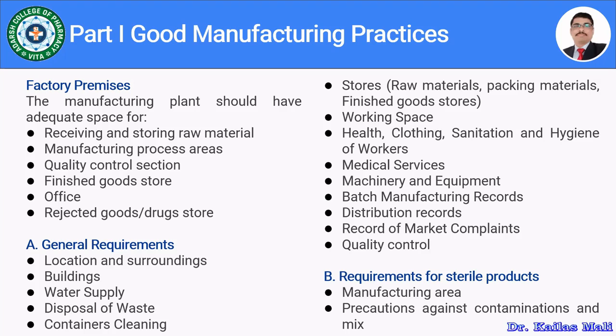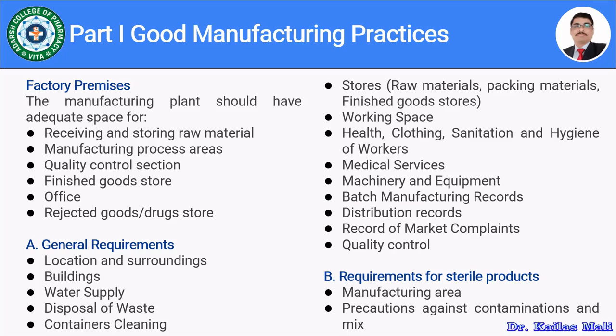In the general requirements, there is a need to consider the location and surroundings of the manufacturing unit, then the building and how it is to be constructed, then the water supply for the manufacturing unit, then how waste is going to be disposed of, then container cleaning, that is the washing area, how the containers are cleaned, then the stores for raw materials, packing materials, and finished goods, then the working space provided for the manufacturing of the ASU drugs, then health, clothing, sanitation, and hygiene of the workers, how they are to be maintained, and so on.